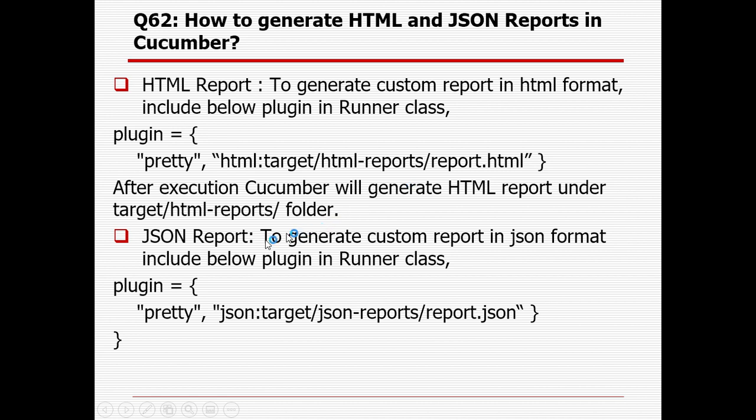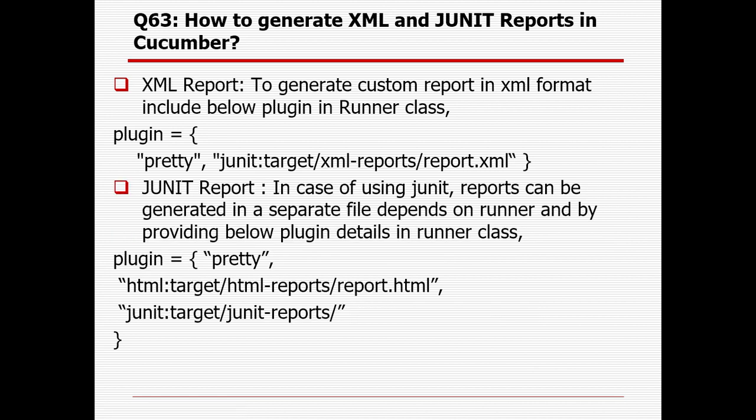Then JSON report. To generate custom report in the JSON format, you need to add the below thing. So here plugin equal to pretty will be there. After that, the type will be JSON, and in a similar way you need to give the target folder where you'll be creating the report, and the extension will be report.json. The extension will always be JSON report. So it will give you JSON report. Similarly, if you want to generate XML report, you need to use JUnit as the report type, the target folder, and it will be report.xml.